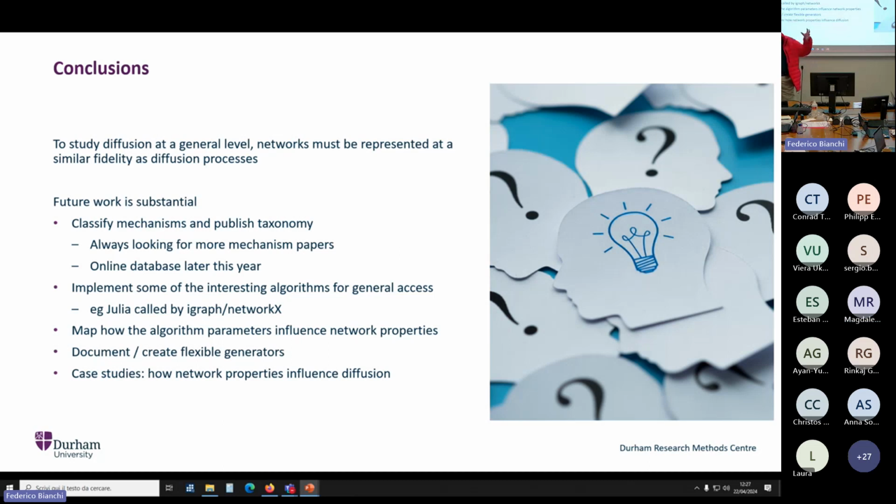We want to fill out that property mechanism map. And we want to document or create some more flexible generators so that these tools are available to the agent-based modelling community to say, okay, here's a diffusion process. Let's pull out the right sort of network so that we can look at how these things relate. I don't think we'll get to the case studies bit, but we can try. And that's it.